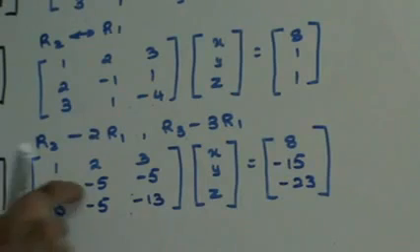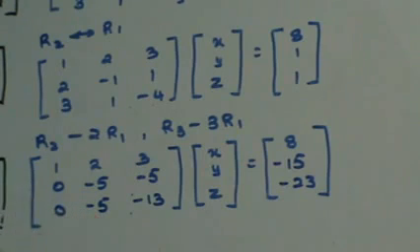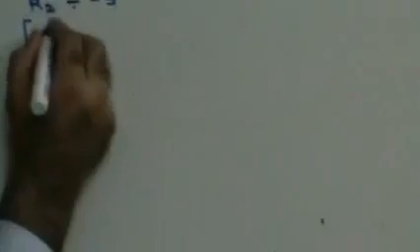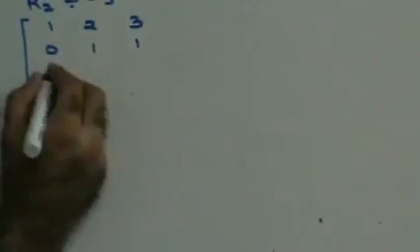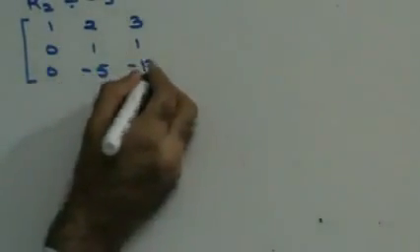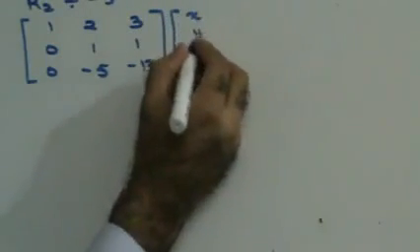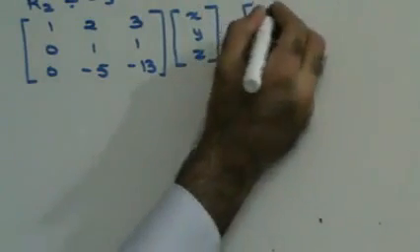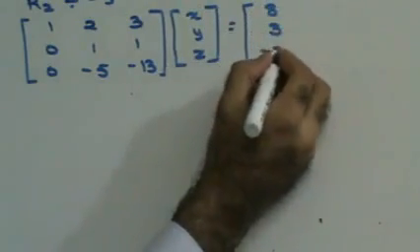Right? Now I need to make this number as 1. Now I cannot subtract it and make it as 1 because this number is also minus 5. So what I'm going to do is divide R2 by minus 5. If I divide R2 by minus 5, I'll get 1, 2, 3, 0, 1, 1, 0, minus 5, minus 13, times X, Y, Z is 8, 3, minus 23.